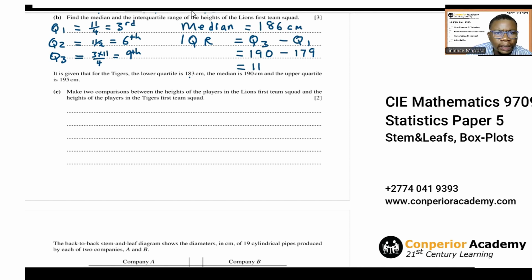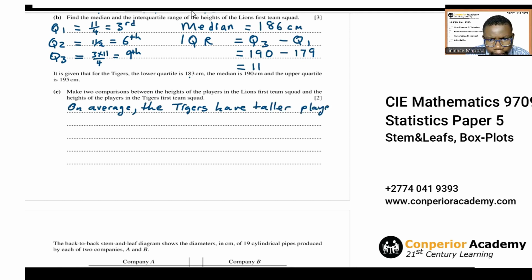So starting with the median, our median for the lions was 186. The given median for tigers is 190. So you can see 190 is greater than 186. So we can say on average, the tigers are taller than the lions. The tigers have taller players than the lions. Okay, that's the first comparison.